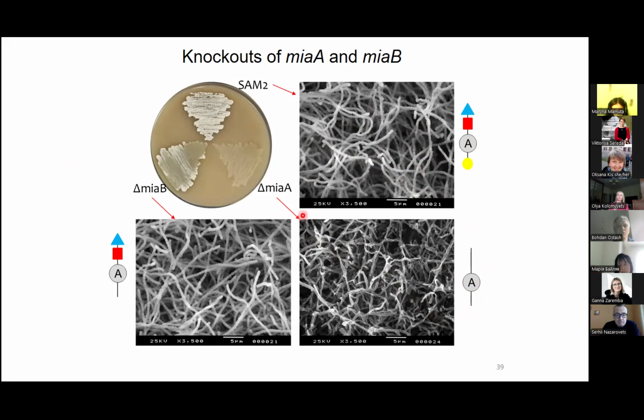When you look at the plate, it looks different. This is the wild type. It's whitish yellow because of the production of spores. This culture doesn't produce any spores. Basically, what we see here is that by screwing up the tRNA modification, we screw up morphogenesis. So there is a connection between tRNA modification and the ability of the strain to produce spores.